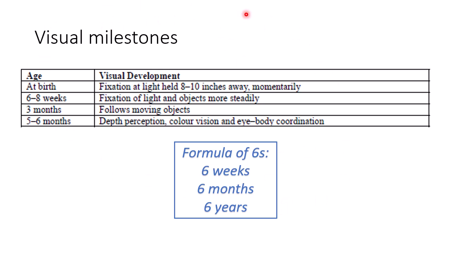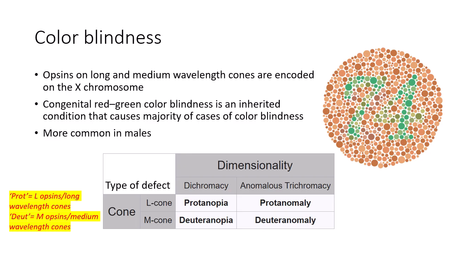Please note that these are the visual milestones. The color vision is actually fully developed only by 5 to 6 months. Remember the formula of sixes. This will help you: 6 weeks fixation, 6 months depth perception, and 6 years full visual acuity, complete visual acuity appears. Binocular vision.